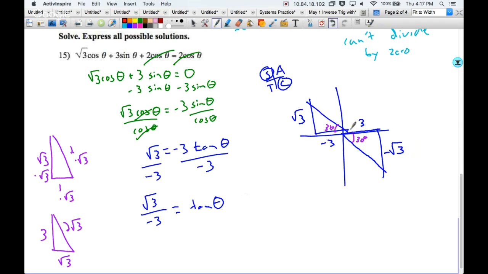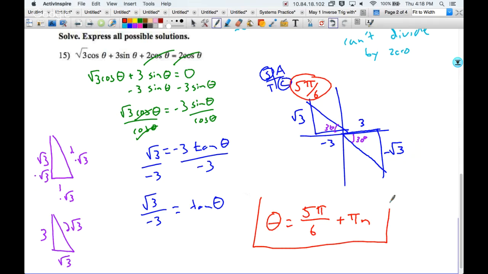All right, but I only actually need this first one. This first angle is 5 pi over 6. And then I can just say theta equals 5 pi over 6 plus pi n, because the feature of tangent is that the two solutions are always 180 degrees apart. So you can just say plus pi n and you get all the solutions.